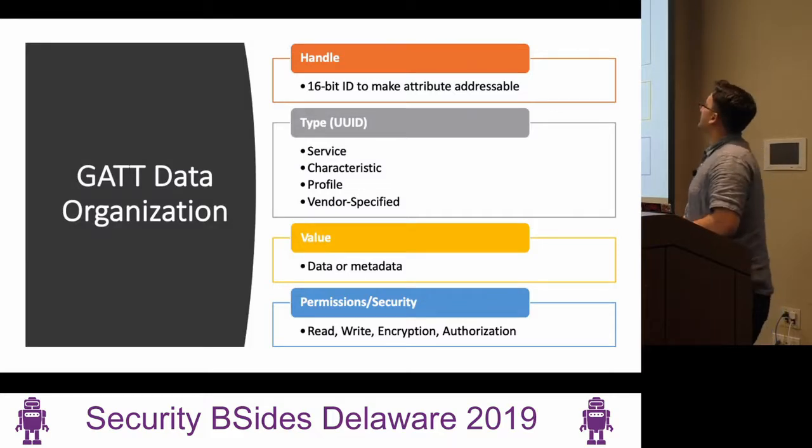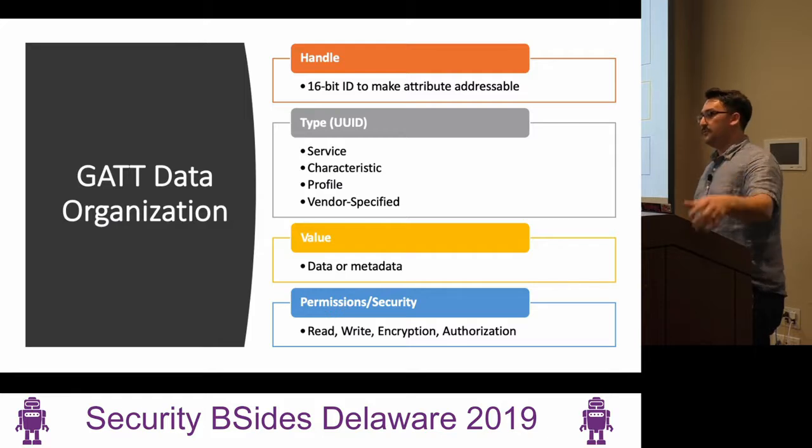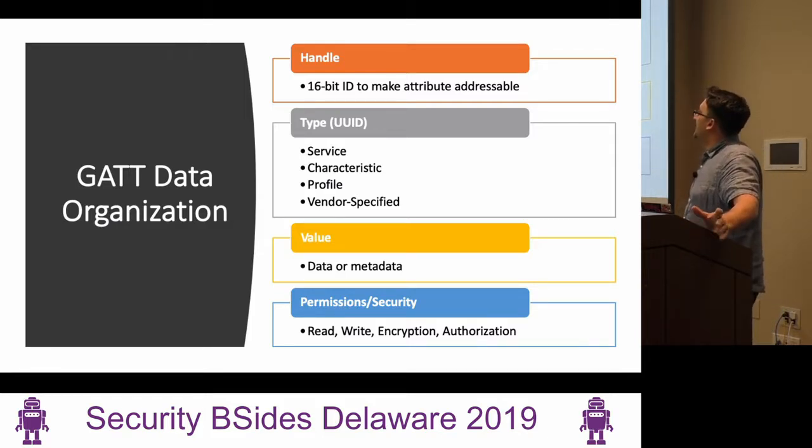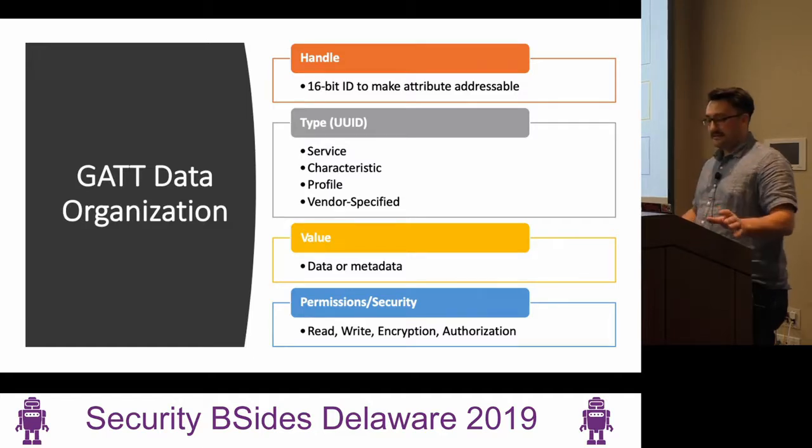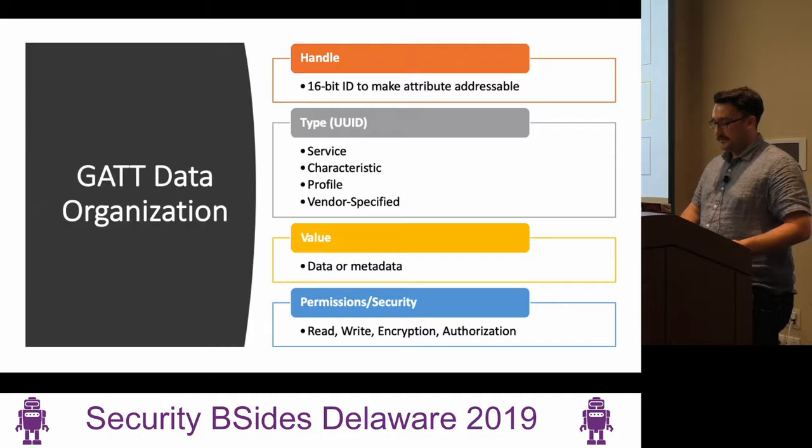So again, how does the GATT organize the data? There's a handle. So where am I writing to? What's the attribute address, as you may hear it referred to? What type is it? Is this a service? Again, not all of them are going to have things to interact with. You may just need to read something. You may just be reading the heart rate, or the insulin level, very small amounts of information. What's its profile? Is it vendor specific? What value does the information have? Is it data? Is it just metadata? And then again, what permissions do you have? Are you allowed to read, write? Is the information encrypted? Does it require authentication? That's how the GATT is going to handle data organization.